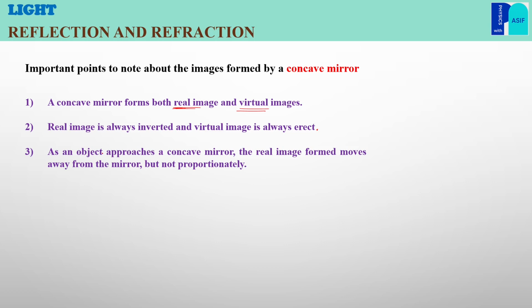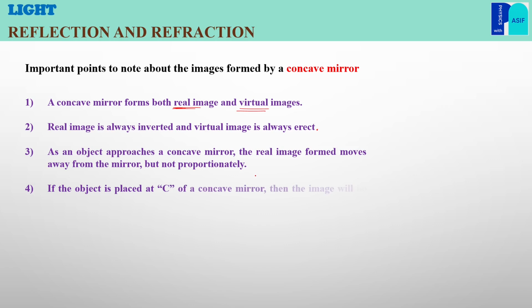Next point, as an object approaches the concave mirror, the real image formed moves away from the mirror but not proportionately. We have seen this in the activity that when the candle is moving towards the concave mirror, the image of the candle formed on the screen is moving away from the concave mirror. The size of the image is always increasing even though the size of the object remains the same.